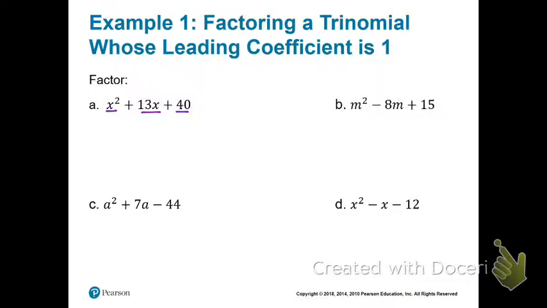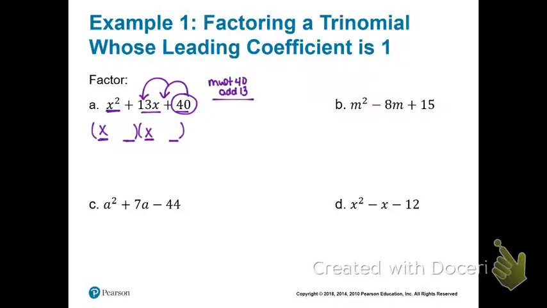Alright, so simple trinomial. It says to open 2 sets of parentheses here side by side. We know our first term here has to multiply to give us that x squared. So it's going to be x and x. These last 2 terms are going to multiply to this last number, 40, and then read it backwards. They also have to add to the number 13. So I'm looking for 2 numbers. They're going to multiply to 40, but they're also going to add to 13.